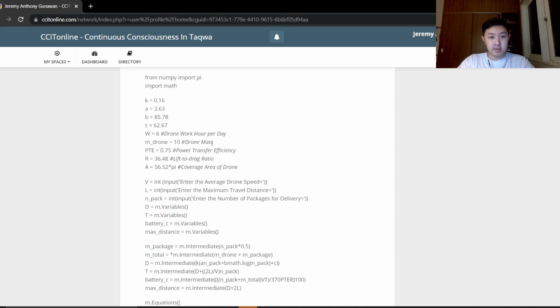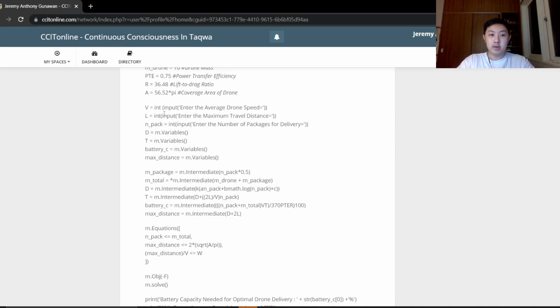Drone hour per day, drone mass, power transfer efficiency, lift to drag ratio, and coverage area of a drone. And then next we can input the speed we want. So we can input the speed, we can input the maximum travel distance, and we can input the number of packages per delivery.